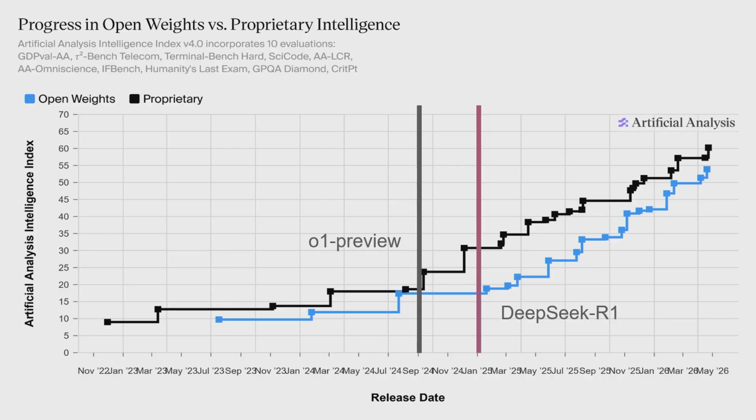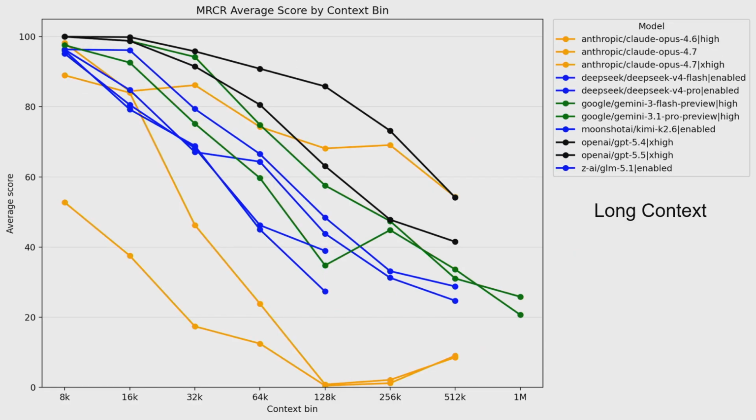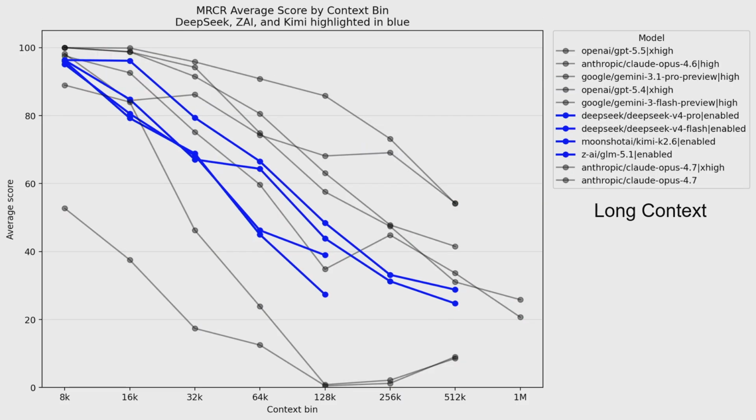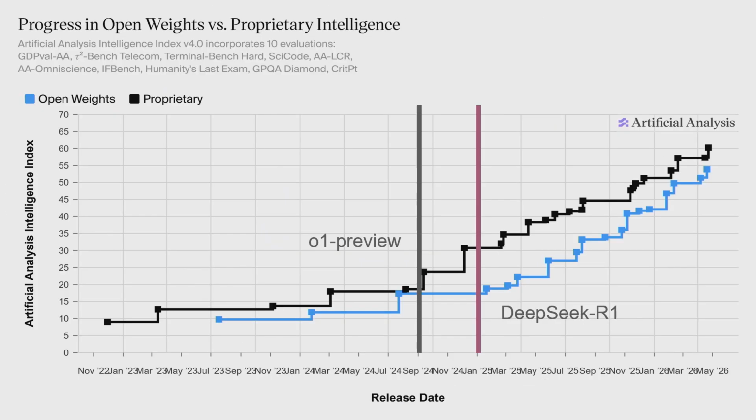Okay. Another plot which I really like is, remember previously I said that reasoning models are the reason why AI models are getting better. Artificial Analysis has this very nice plot as well, showing you the performance of reasoning models, open source models and closed source models. The black line is closed source models, and the blue line is open source models.